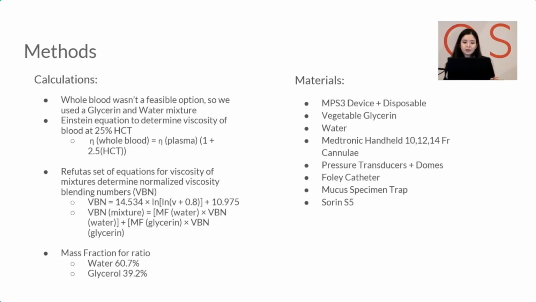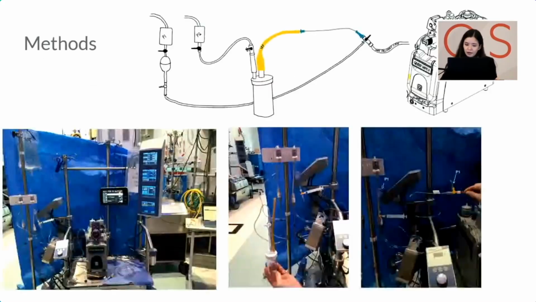And then we used the Medtronic DLP 10, 12, and 14 French cannulas as our handheld cannulas. We had pressure transducers, a Foley catheter, and we used the Sorin S5 in order to track our pressures. So this is how we constructed all those bits and bobs of random things into a circuit.